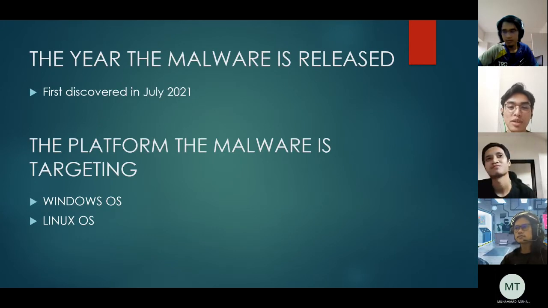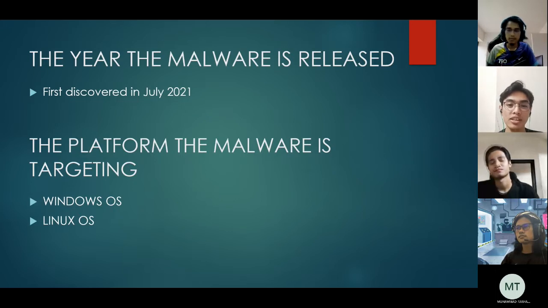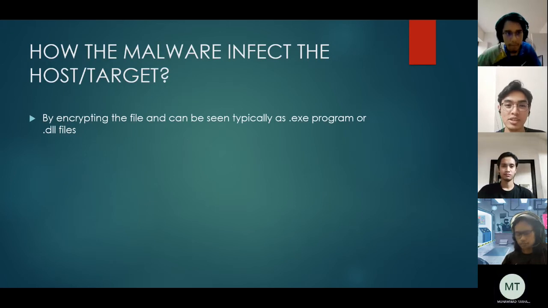My name is Muhammad Nur Hakimi bin Halim and we're going to continue with BlackMatter ransomware. This malware was discovered in July 2021, which is quite recent. And the platform which is targeted is both Windows OS and Linux OS. So how does the malware infect the host or target? By encrypting the file, and it can typically be seen as an exe program or .dll file.